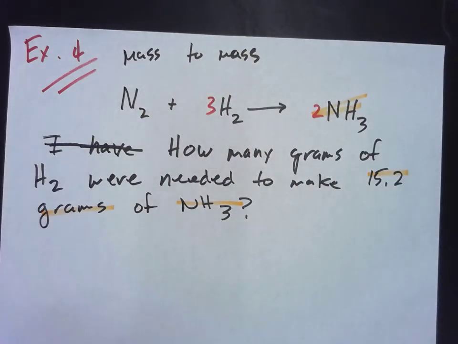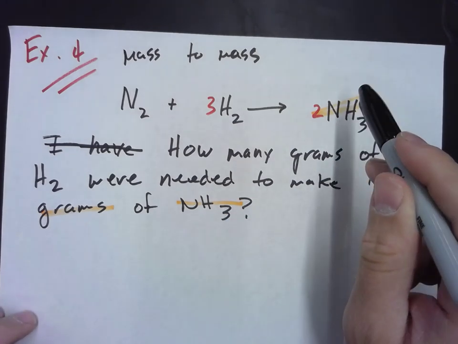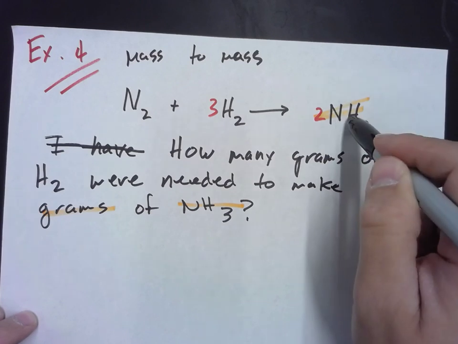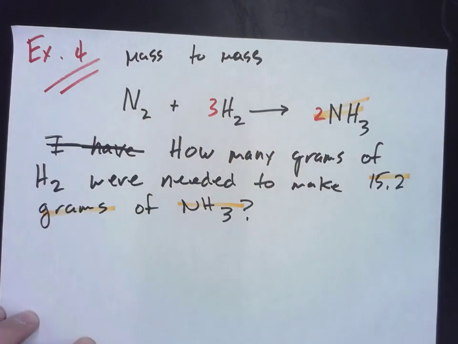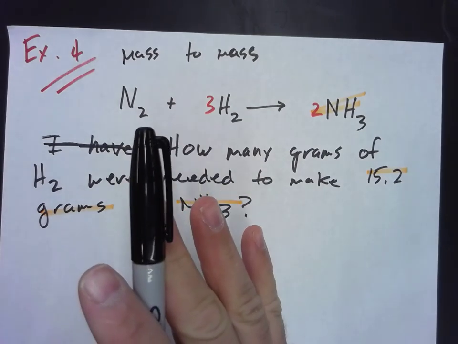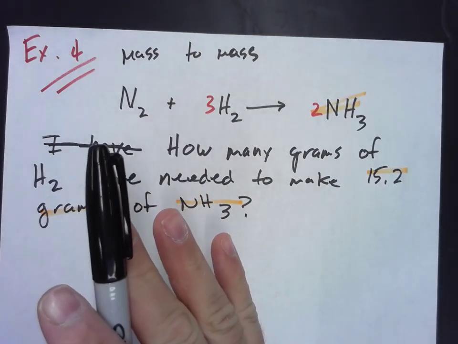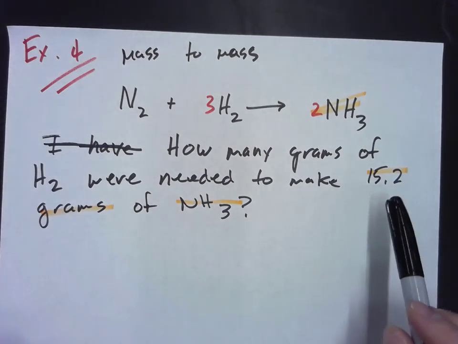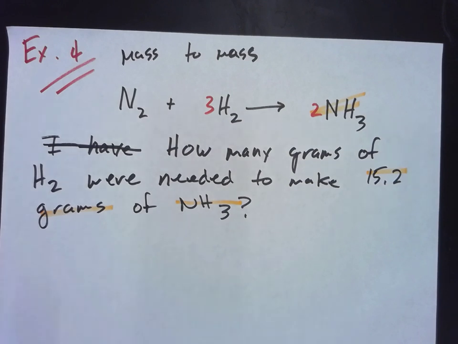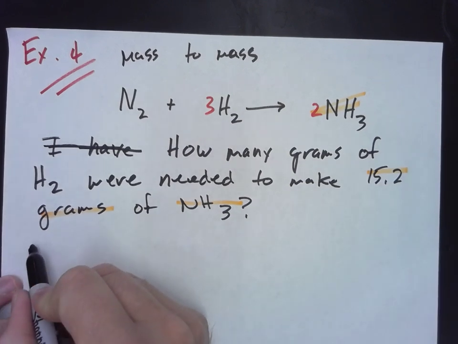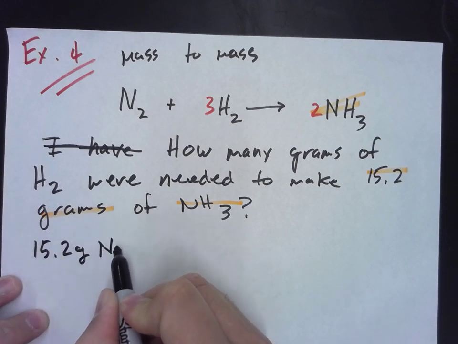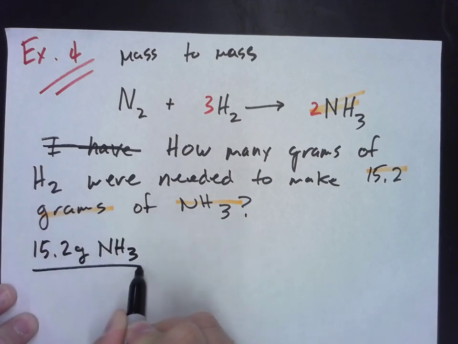Okay? So I can ask, how many grams do I need of this to make that? Or I have X amount of grams of this, how many grams of that did I need to make it? But the same basic procedure is used to solve all of these. You start with 15.2 grams of NH3 and write that out as your given. Write out NH3 so you don't get lost.